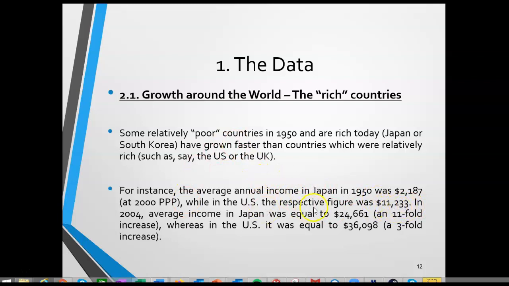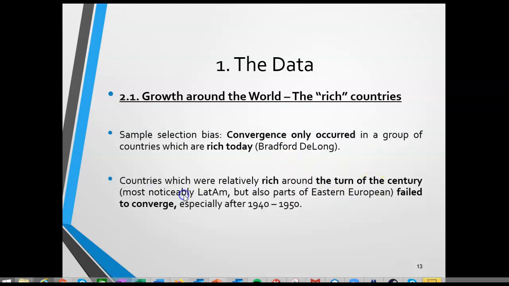So the US was a richer country, Japan was not as rich. In 2004, average incomes in Japan had increased to about 25K, which is an 11-fold increase, whereas in the United States, it was equal to 36K. That's still higher, but it's only a 3-fold increase from the 1950 levels. This is what economists at the time meant by convergence.